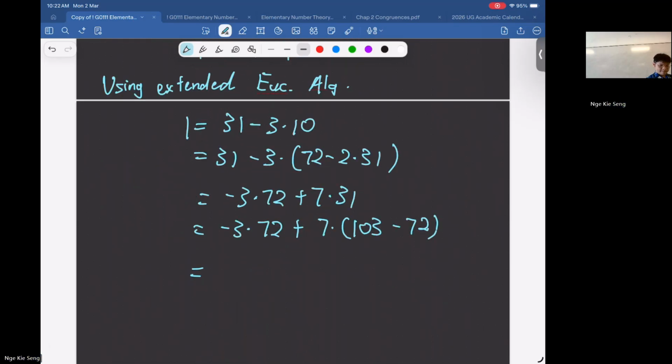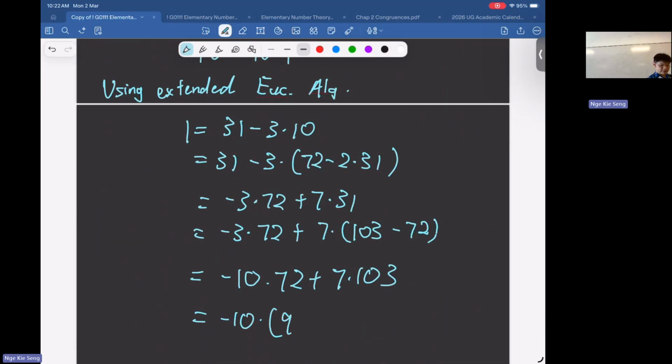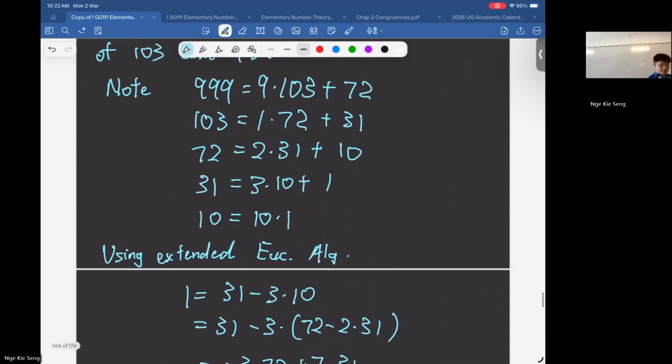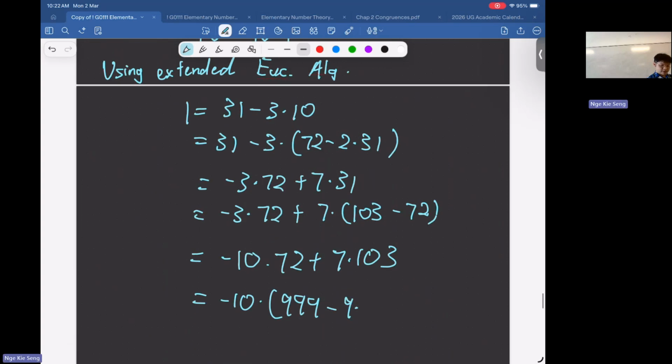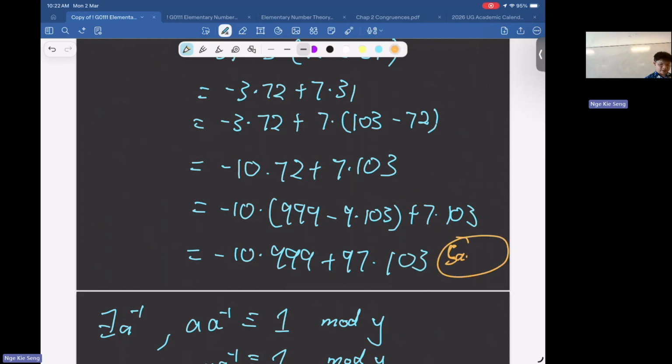And then 7 times 103 minus 10 times 72. And then what else? 72. So we replace 72 with 999 minus 9 times 103. So 7 times 103 minus 10 times 999 plus 90 times 103. So plus 97 times 103. Okay, so maybe you can check on your calculator. Is this true? Yeah, check. Do some sanity check here.